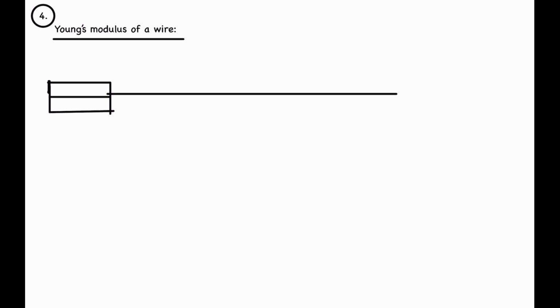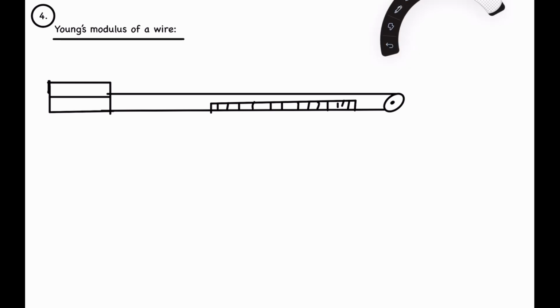So let's draw the apparatus. We would have a clamp over here, and we would have a bench. There are different ways of doing this experiment. I'm going to do it this way. The other one is similar, but it's just vertical. Then we'll have a pulley over here, and we'll have a bench connecting everything. We'll have a ruler on the bench, and on the wire we would have a marker like this, and the rest of the wire is connected to a mass at the bottom.